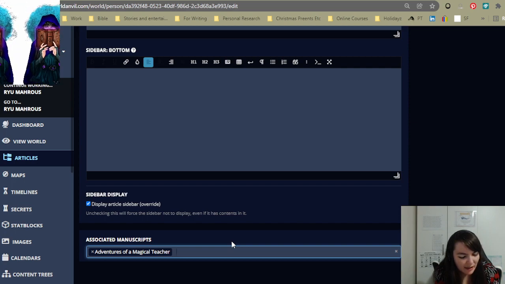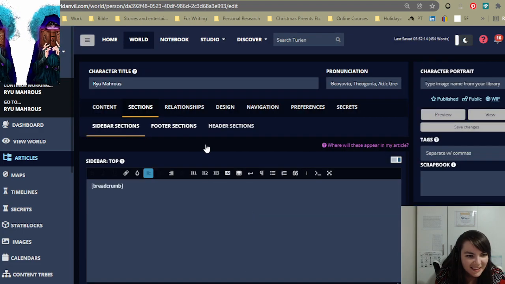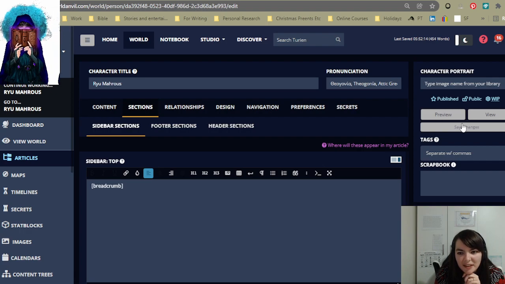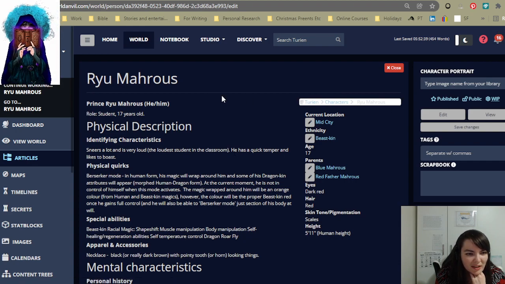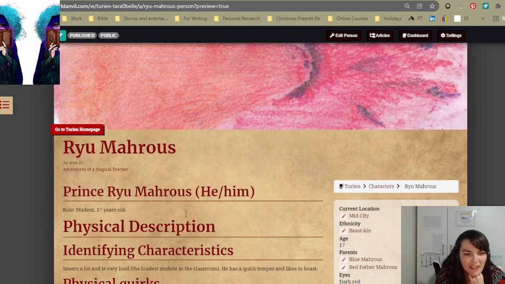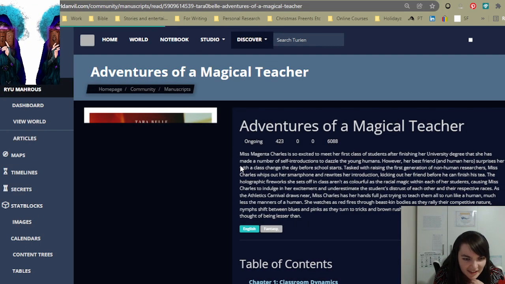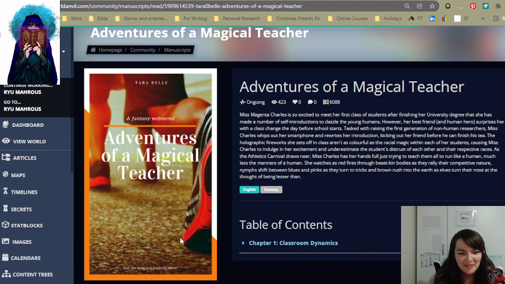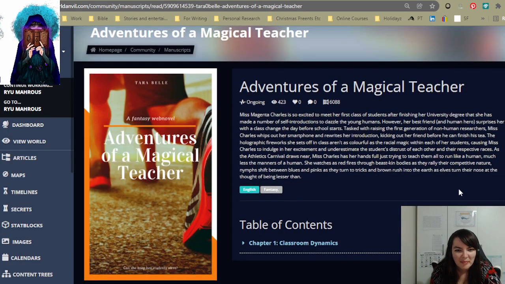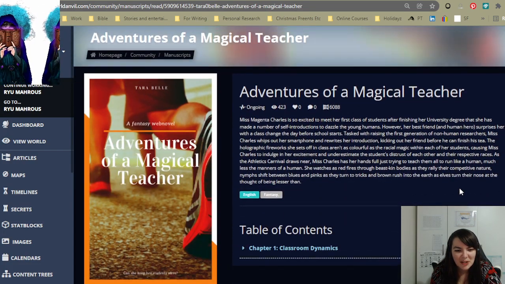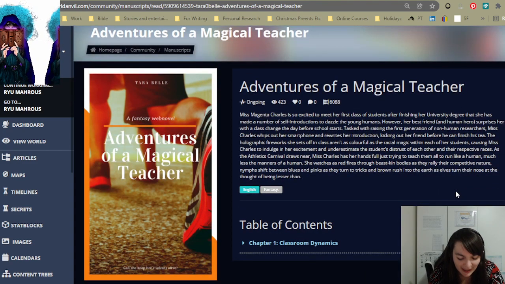And that means I can write this here. At the bottom of the sidebar sections, associated manuscripts, I put that there, which means if I save that, preview, oh no, view, that's what I'm looking for. And so you can see under here in the title going, as seen in Adventures of a Magical Teacher. And you can click that and you go to my story. Woohoo! Yes, as you can see, chapter 1. So it's fun. I need to finish editing chapter 2. I will get there. I am slowly going through it, so progress is happening.